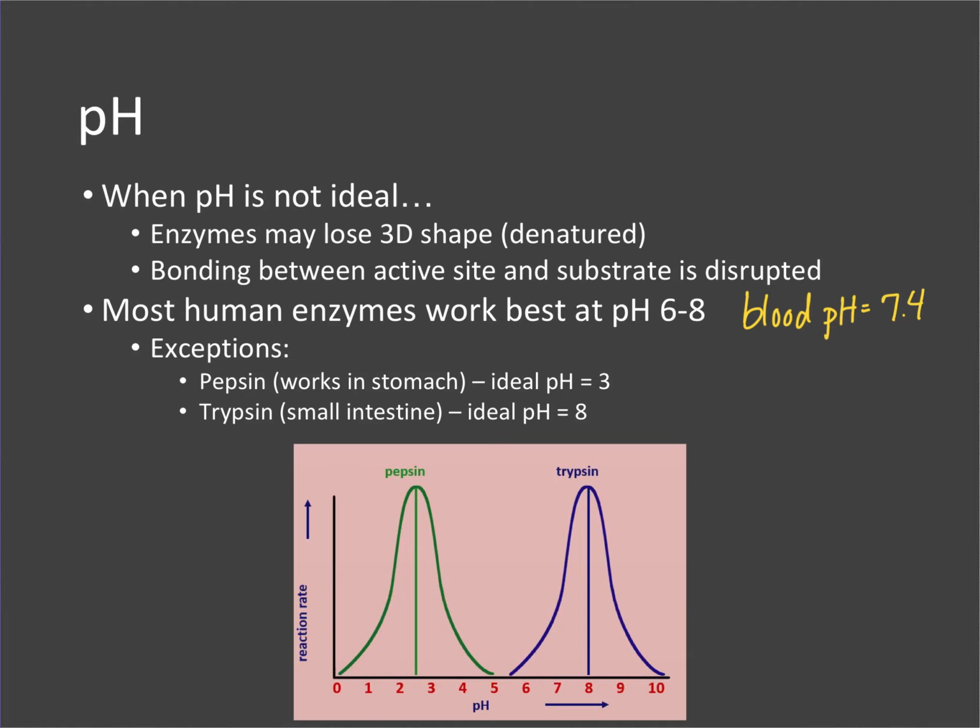Now, interestingly, trypsin is an enzyme found in the small intestine of humans, and it has an ideal pH of 8. And it's interesting because as the pepsin from the stomach moves into the small intestine, the pepsin actually becomes denatured, and then the trypsin actually becomes activated. So our body actually controls which enzymes are active by changing the pH environment of different parts of our body.